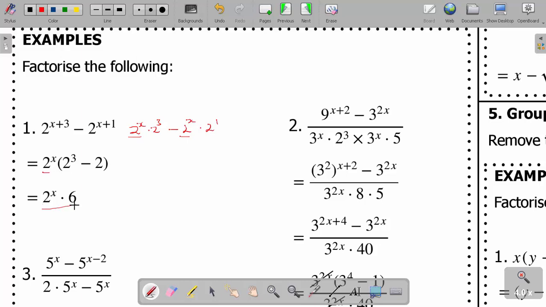Hope we are together. And then another example here which I have is example 2. It is 9 power x plus 2, minus 3 power 2x over 3 power x, then dot what? 2 power 3 times 3 power x dot 5. Now dot means multiplication here, guys, don't get lost.